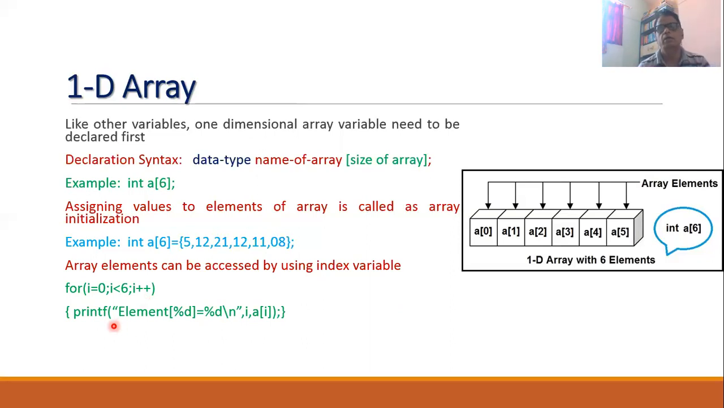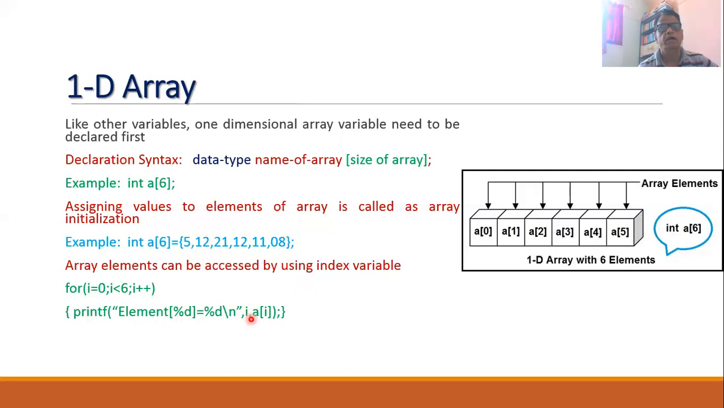And then in the body of the loop, what we are doing is printing just the elements of the array. So the first element, that is element[%d]. The value of i will be printed over here. Initially the value of i will be 0. So element 0 is equal to the first element, that is 5, will be printed. Then element 1 will be 12, element 2 will be 21, and in this way the last element will have a value 08, and all such values will be printed by using this printf function.